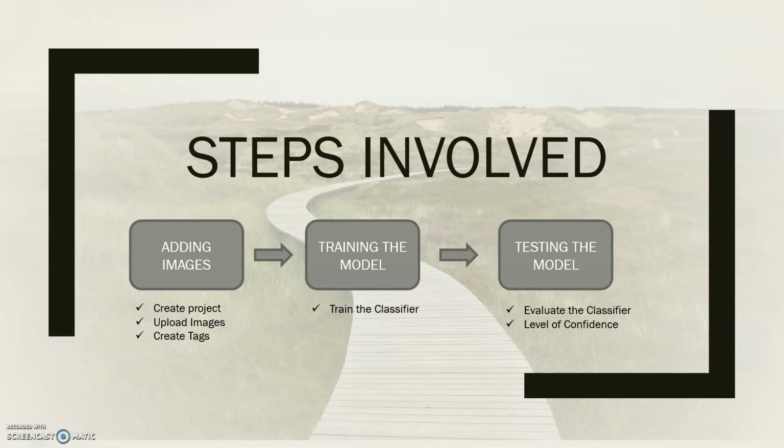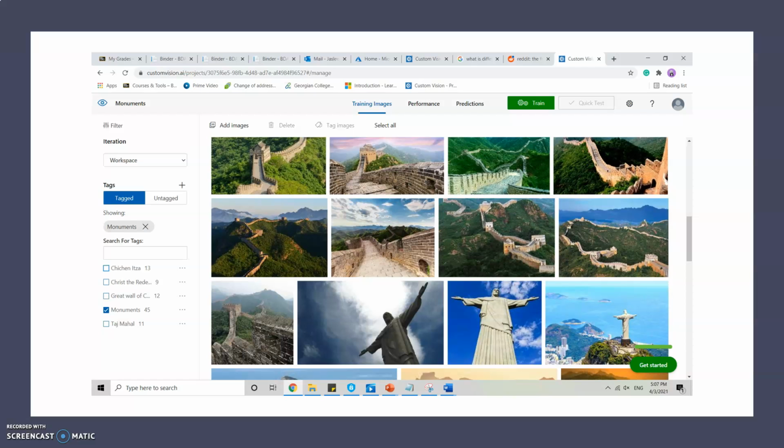The steps involved are, first, adding the images, where we create our project and upload the images, and then associated with those images we create the tags. Next we will be training the model, training the classifier on the images we have inserted. After training we will be testing the model, where we evaluate the classifier and check the level of confidence. So the first step is adding data, which is the images.